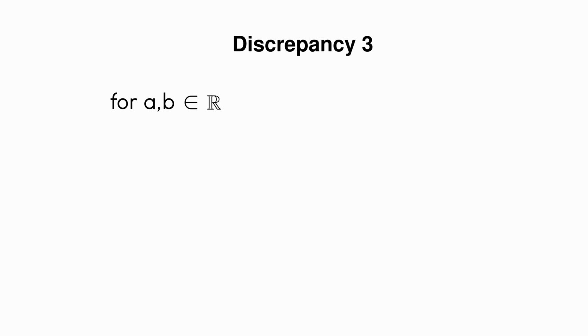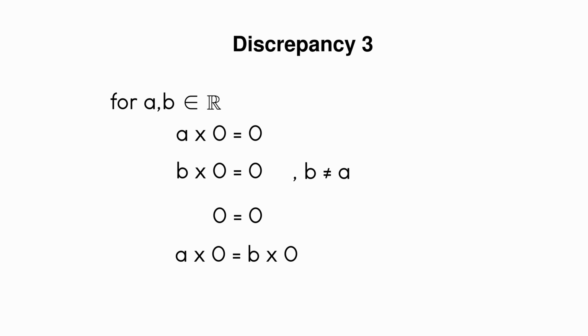Why can't 0 over 0 equal to 1? Finally, this is my favorite one. a times 0 equal to 0 and b times 0 equal to 0, where b not equal to a. We already know 0 equal to 0. So, a times 0 equal to b times 0. Dividing by 0 on both sides should give a equal to b. But for some unknown reason, division by 0 is not allowed.